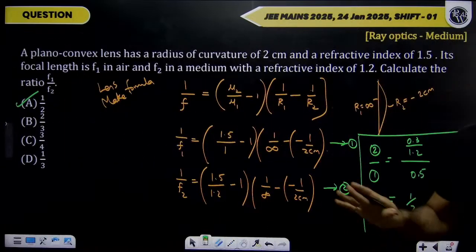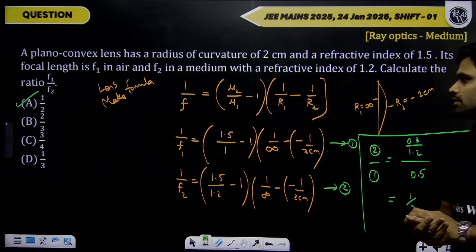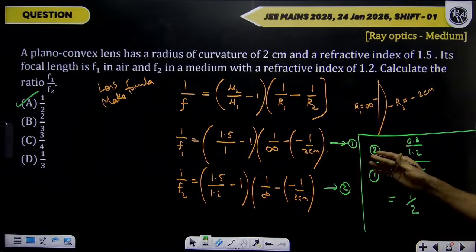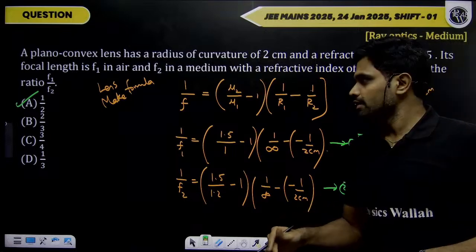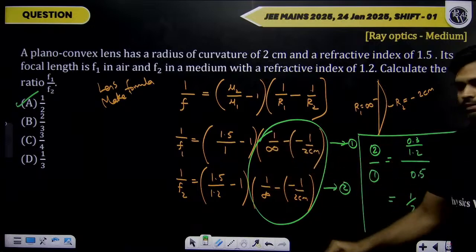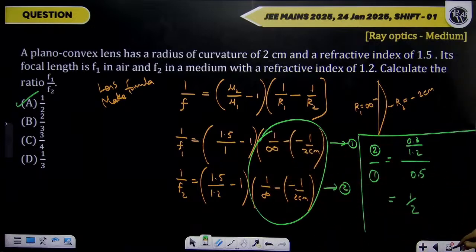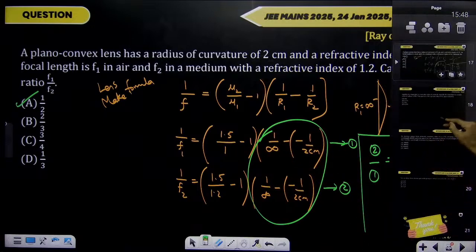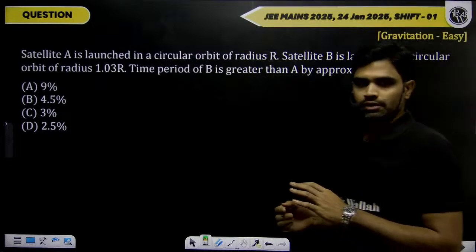So, kind of an easy to medium question. Directly based on the Lensmaker formula, they are asking two focal lengths. One is in air and the other one is in some other medium. So these two are common, so this information is not much useful. They'll get cancelled. Let us move to the next question.